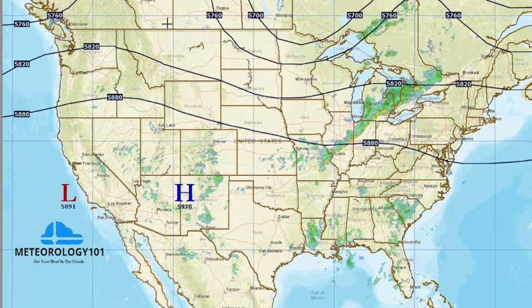Pretty zonal flow across the United States. But this trough is the support for that surface low. So we do have a significant low pressure system to the north, in the upper levels, based on that surface low.